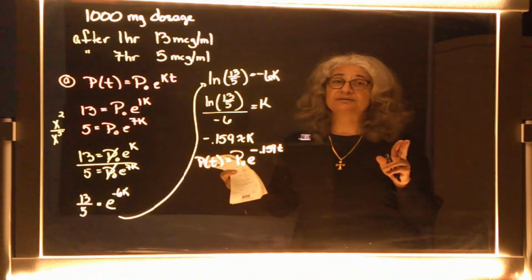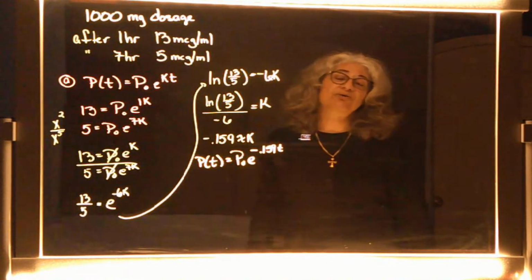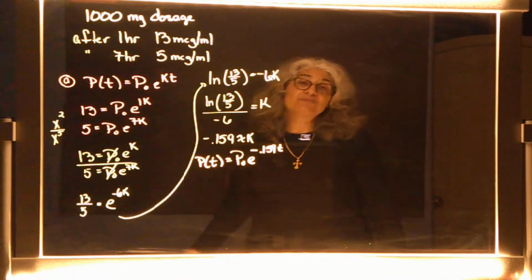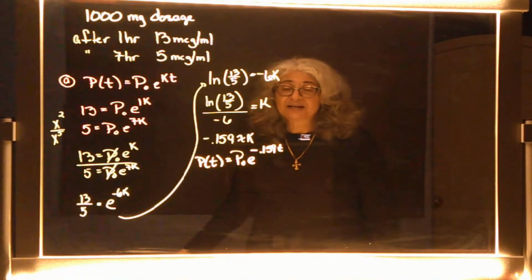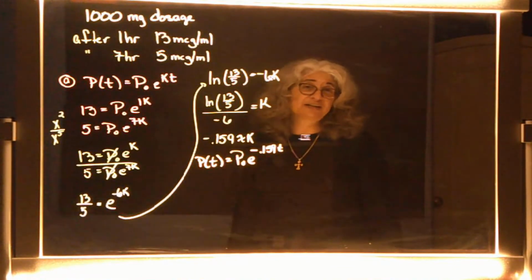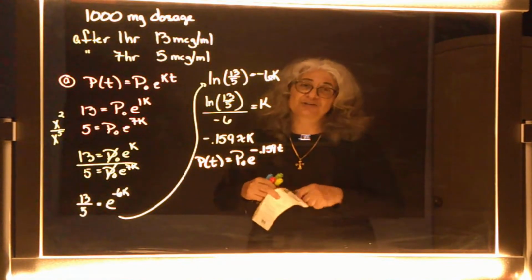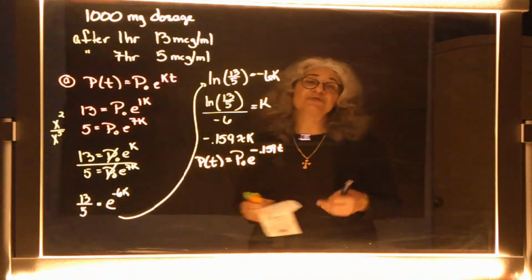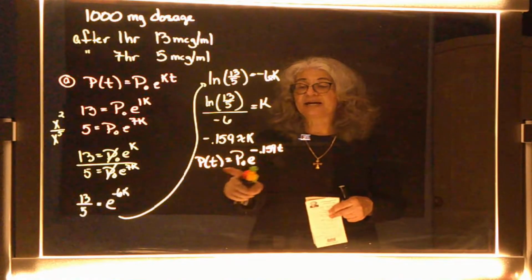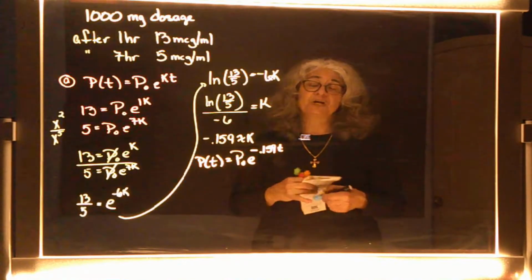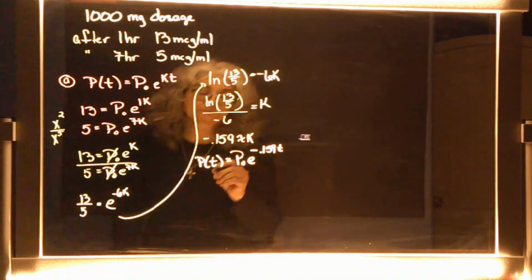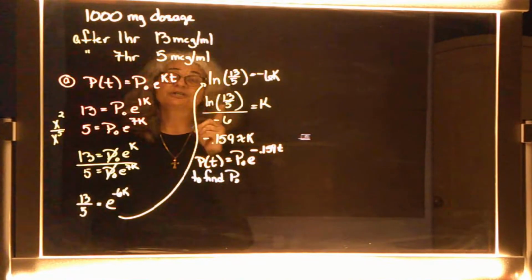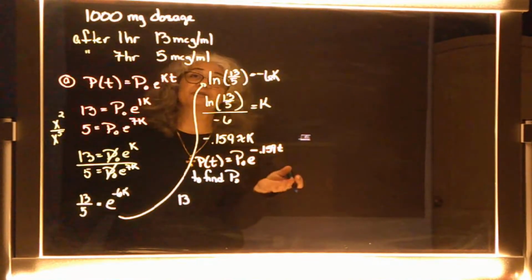Don't I know that after 1 hour, 13 micrograms per milliliter is left? Or after 7 hours, 5 micrograms per milliliter is left? If I knew t and the ending, couldn't I find the initial? Yes, I could. Which means I could take one of these two pieces of information, plug it into here, and find my P sub 0. So, which one am I going to use? I'm just going to use the first one. I'm going to use the fact that we had 13 micrograms per milliliter left.